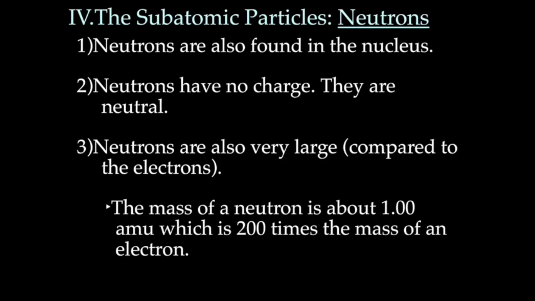All right, next up, the next subatomic particle is the neutron. Neutrons are also found in the nucleus. Neutrons are neutral. They have no charge. So we symbolize them as N with a 0, meaning no charge. Neutrons are also large compared to the size of electrons. They're about the same size as a proton, also having a mass of about 1 AMU.